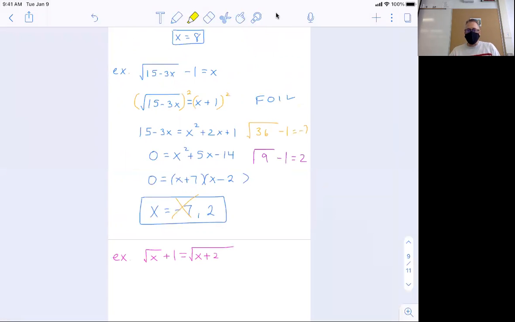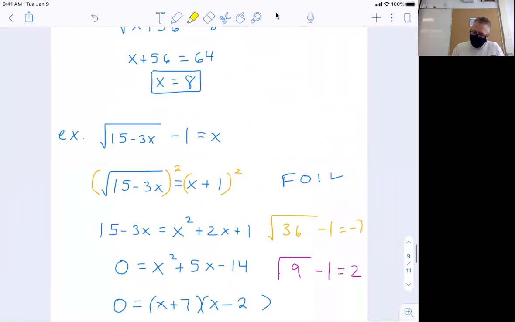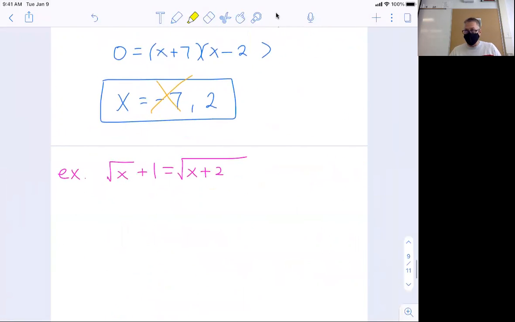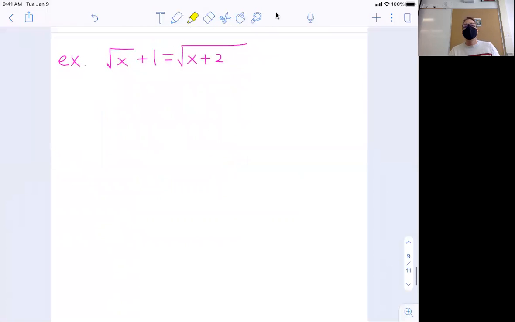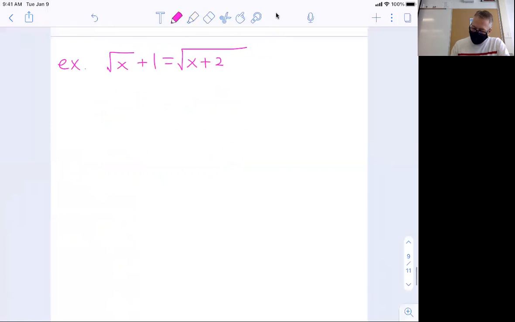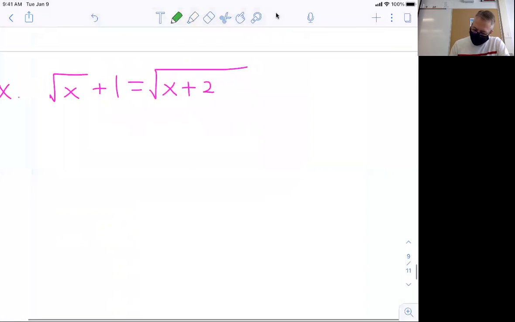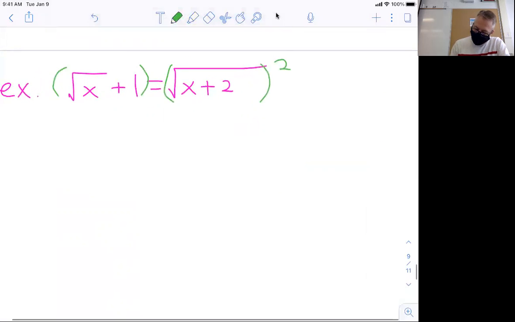So here's the basic idea. When we have one radical, we get the radical by itself and then square both sides. When we have two radicals, we do that same thing, but we have to do it twice. So get a radical by itself, square both sides, but then we're going to have to get another radical by itself and square both sides. So to start this problem, we do already have that radical by itself, so I'm going to immediately square both sides. I'm going to square that, and I'm going to square that.